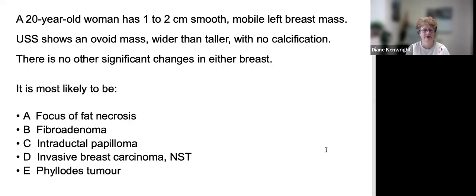Okay, let's have a look at this one. So again, we have our problem representation: a young woman with a description of a fibroadenoma, a smooth, mobile left breast mass. Ultrasound shows the typical appearance of a fibroadenoma, with an ovoid mass, wider than taller, no calcification. All right, so here it's about recognizing the problem representation of a fibroadenoma. So we know that this is most likely to be a fibroadenoma.